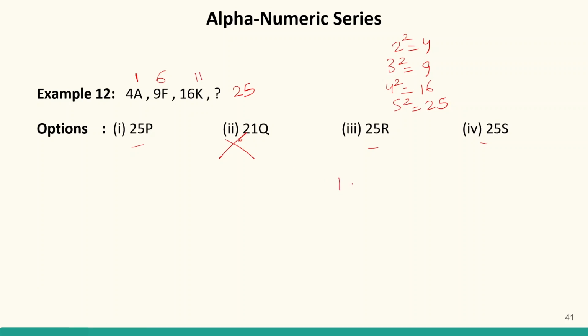I can say that 1 plus 5 will give us 6. 6 plus 5 will give us 11. So there is an increment of 5 positions. So 11 plus 5 will give us the 16th position. So the 16th position is for P. So the answer will be 25P, option number 1.